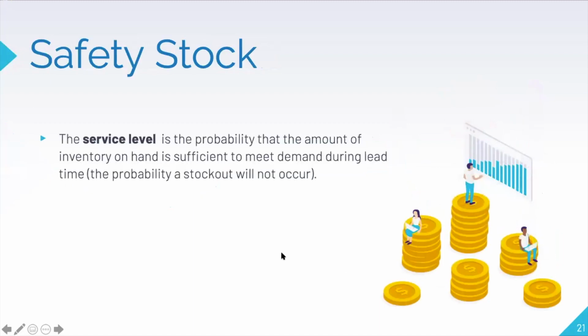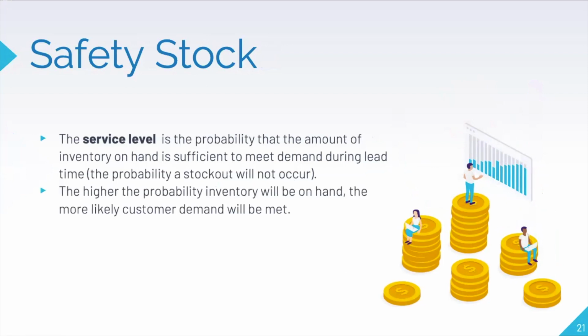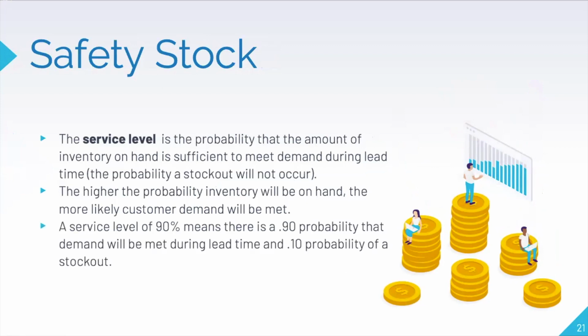The safety stock, when we talk of service level, it is the probability that the amount of inventory on hand is sufficient to meet demand during lead time. The probability a stock out will not occur. So for example, the higher the probability inventory will be on hand, the more likely the customer demand will be met. A service level of 90% means that there is a 90% probability that demand will be met during the lead time, and 10% probability of a stock out.